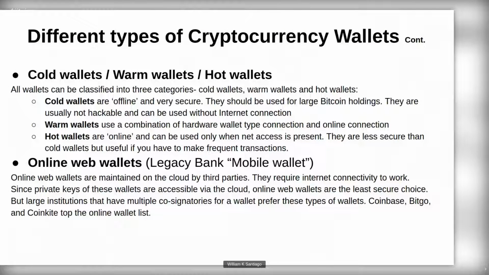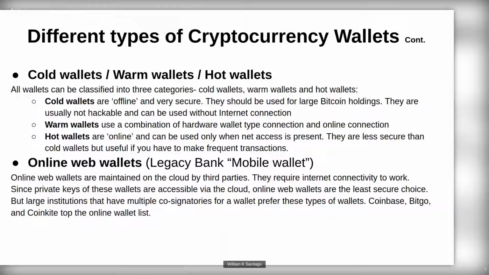So then we have online web wallets, which are basically what we call legacy bank or mobile wallets. These mobile wallets are online wallets basically. They're usually your basic bank type of account wallets. A lot of exchanges right now have a type of online web wallet where you can see your account balance, et cetera, but obviously the exchange keeps the private key. They also have a different version that allows you to download a different type of wallet on your mobile that keeps the private key on your wallet as a hot wallet.